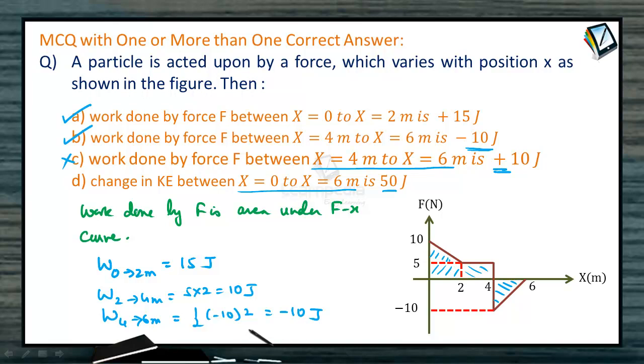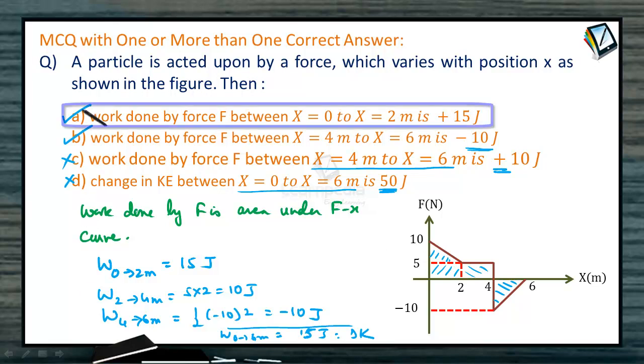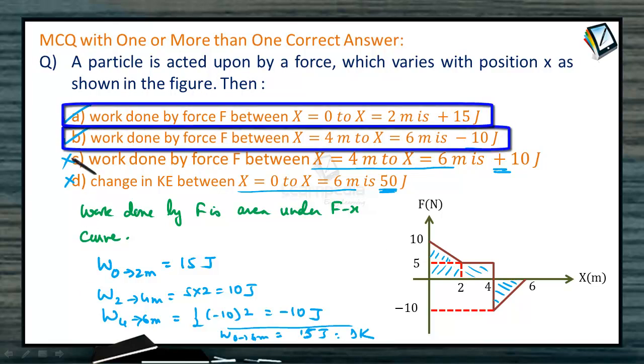So total work done between 0 to 6 meter is equal to 15 joules. And that should be equal to change in kinetic energy, not 50 joules. It is 15 joules. So option D is wrong. So options A and B are the correct options.